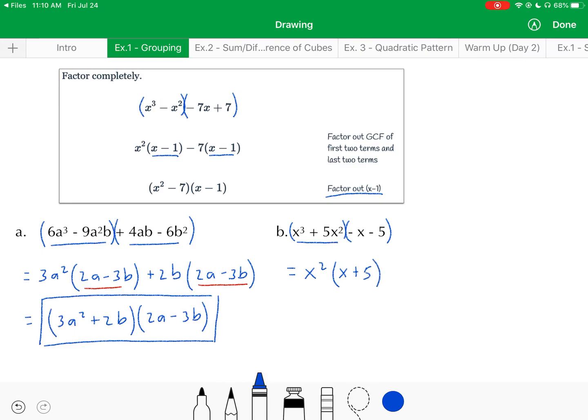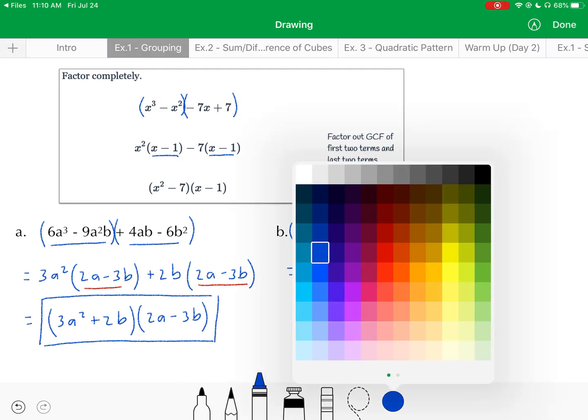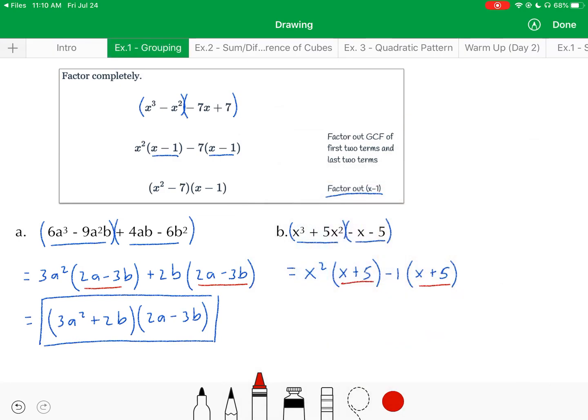And then negative x minus 5 right here, you might be tempted to say that they don't have anything in common, but you can always factor out a 1 or a negative 1 from multiple terms, okay? So in this case, it's going to be beneficial for me to factor out a negative 1 so that what's left over is also x plus 5, making, again, these 2 identical, okay? All right, now that allows me to go to x squared minus 1 as one factor, and then x plus 5 as a second factor, okay?